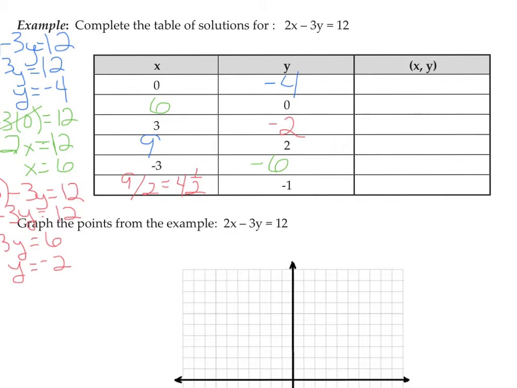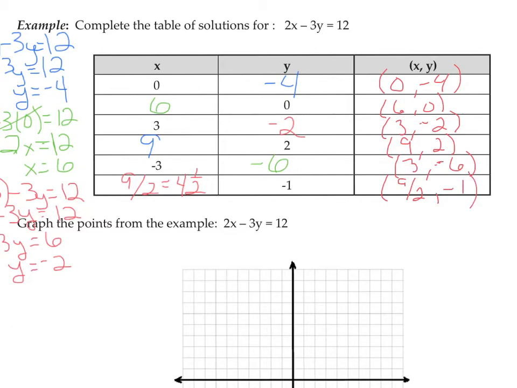All right, so these are going to be the ordered pairs that are solutions for this equation. 0, negative 4; 6, 0; 3, negative 2; 9, 2; 3, negative 6; and 9 halves, negative 1.